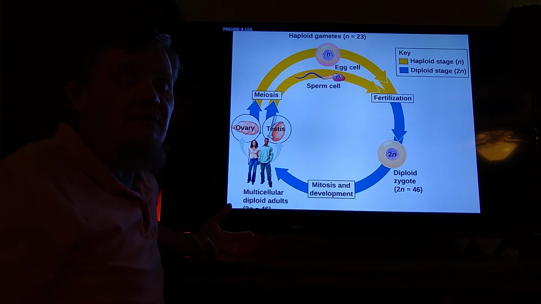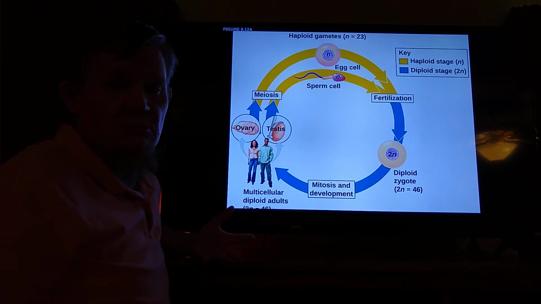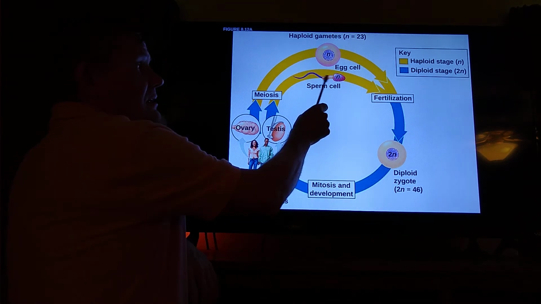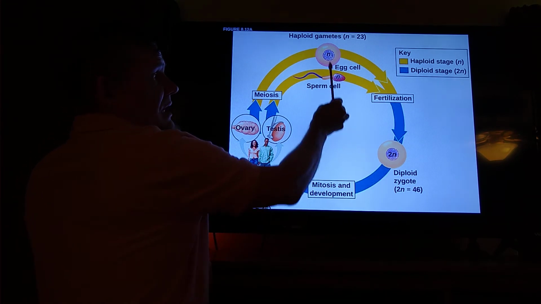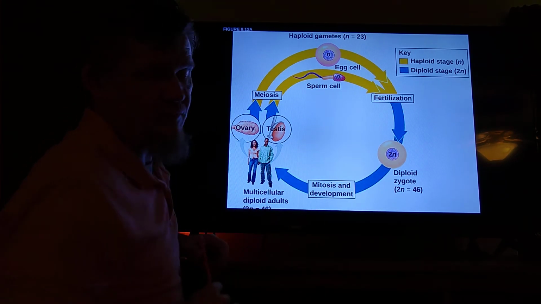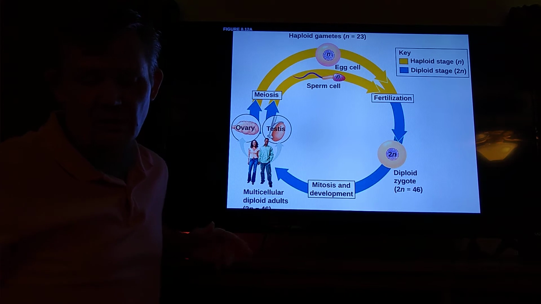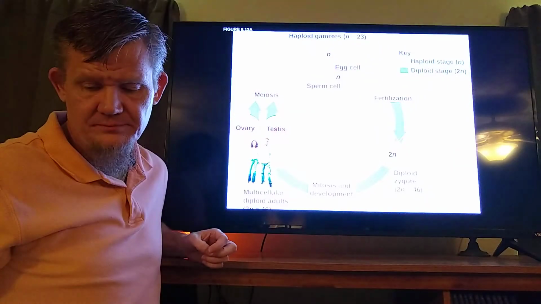And if the new life is supposed to have 46 chromosomes, that means that each sperm and egg has to have half the normal number. Not 46, but 23 and 23. So when I add the 2 of them together, I end up with 46. I end up with the normal number, the normal amount.